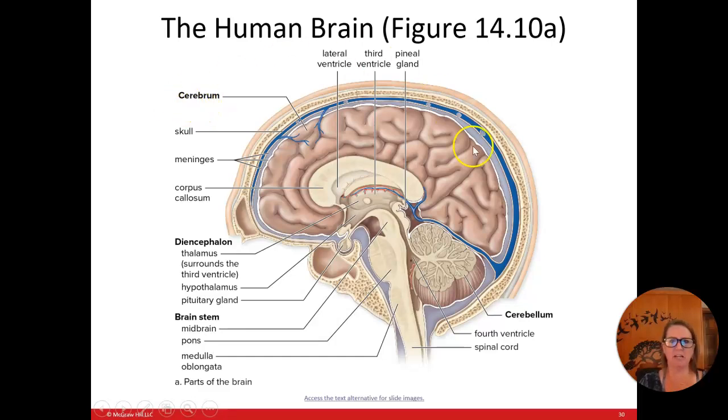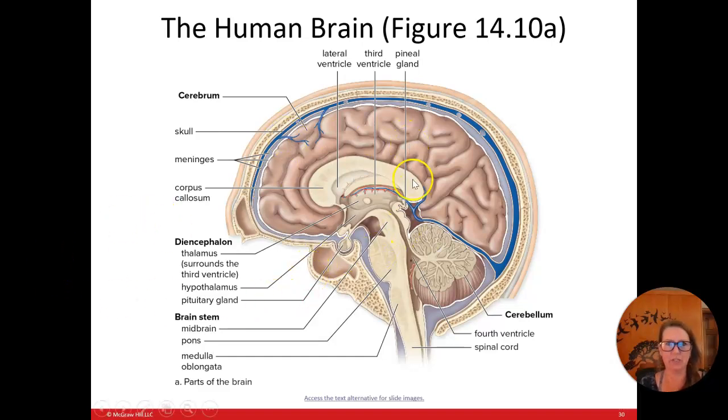Now I want to skip down to the cerebellum, which looks like a cauliflower type structure that's here just below the occipital lobe of the brain. So you've got your big brain, the cerebrum, and then the cerebellum is back here. So that's one way to differentiate: you get your big brain and your little brain.